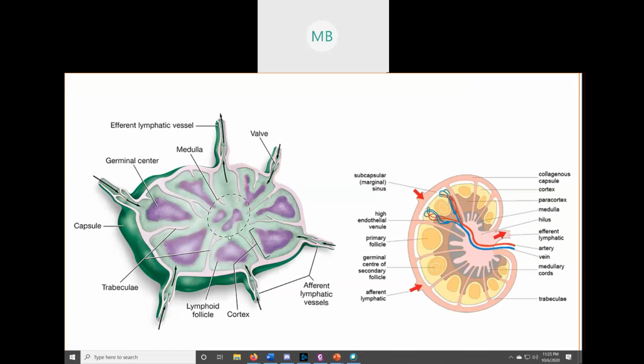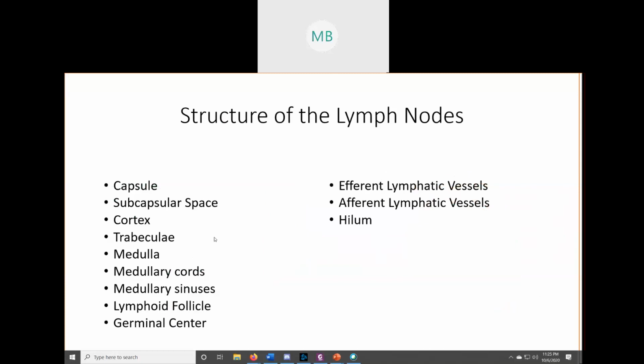Trabeculae. The trabeculae are the parts here. They're like the parts of the cortex that extended down between the medullas, like between these germinal centers, between that. Right? So these tougher fibrous bits that extend down like these walls of cortex are called trabeculae. Right?